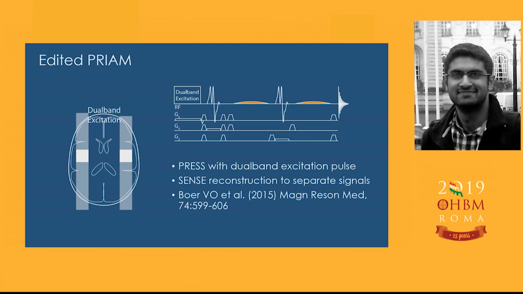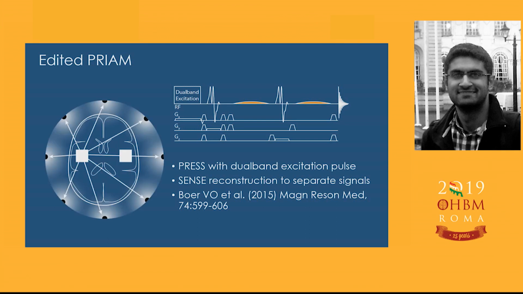And if you include editing pulses, you can now perform MEGA-PRIME editing, or if you include dual-lobe, you can perform HERMES PRIME. And you can use SENSE reconstruction to separate the signals, so you can separate those 2 voxels of interest.